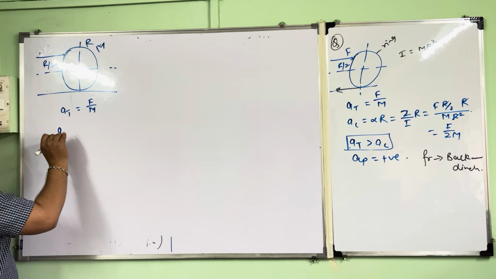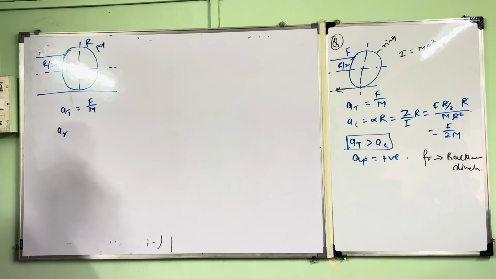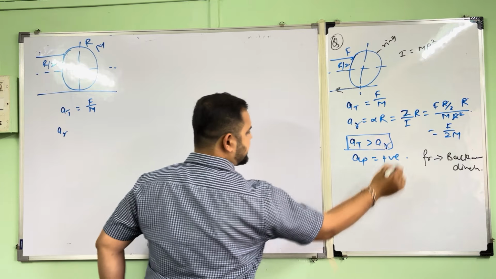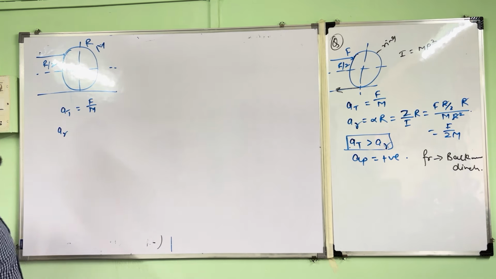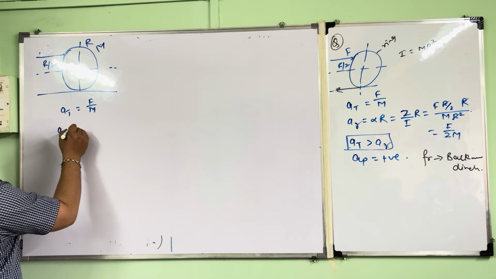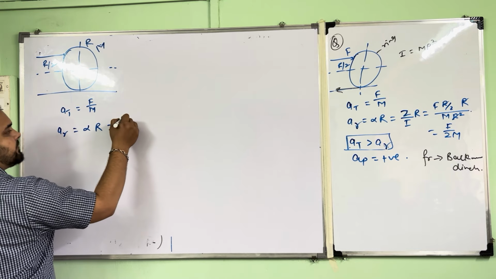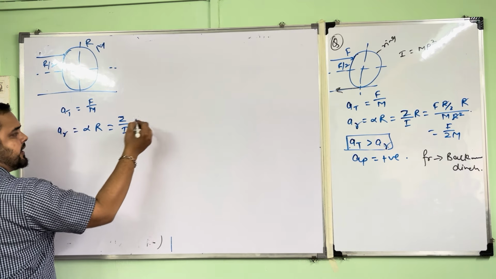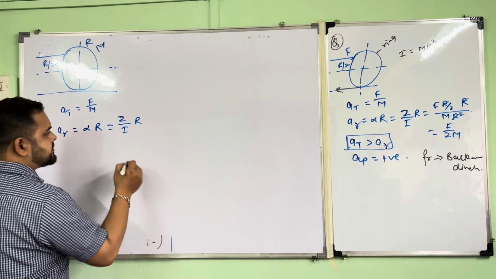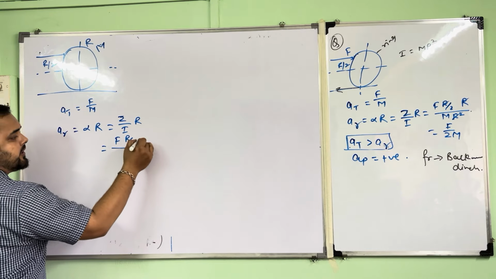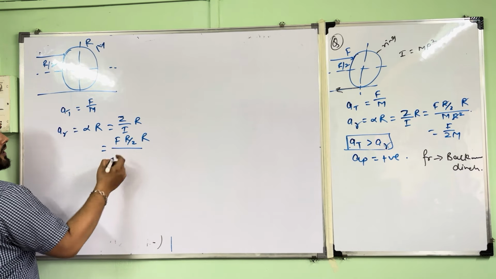Okay, so what will be the centripetal acceleration? Sorry, my bad. What is the rotational acceleration? This is the rotational acceleration, the acceleration due to rotation. So what is the acceleration due to rotation? This is alpha into r. And what is alpha? Alpha is torque divided by I into r. So what is torque? Torque is F into R by 2, into R, divided by I.